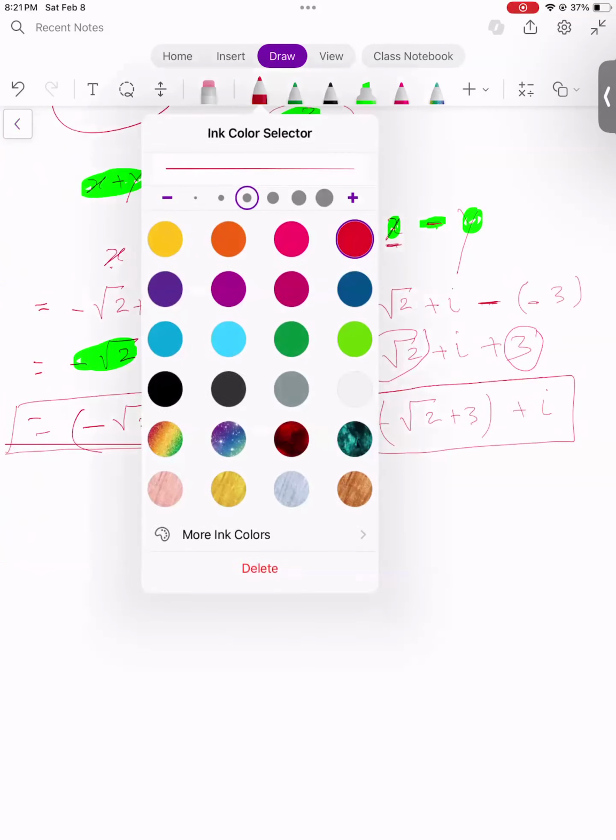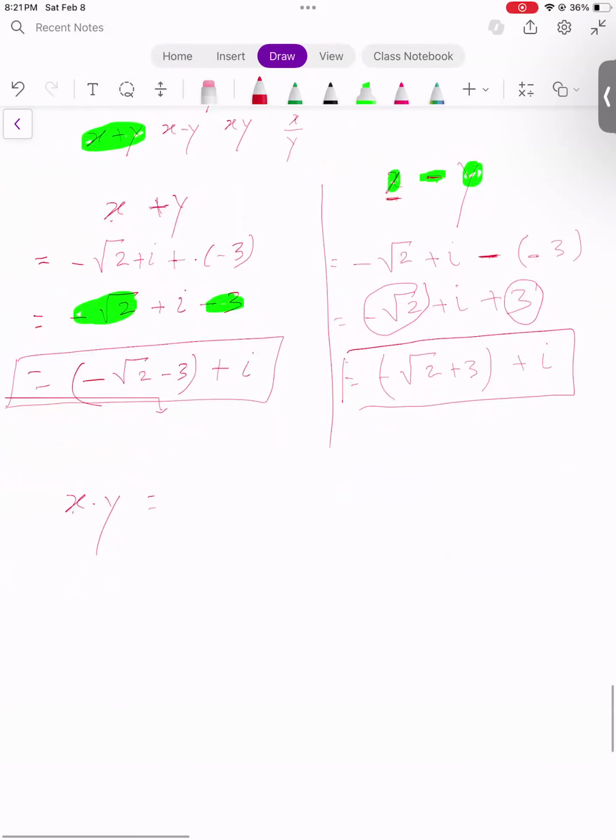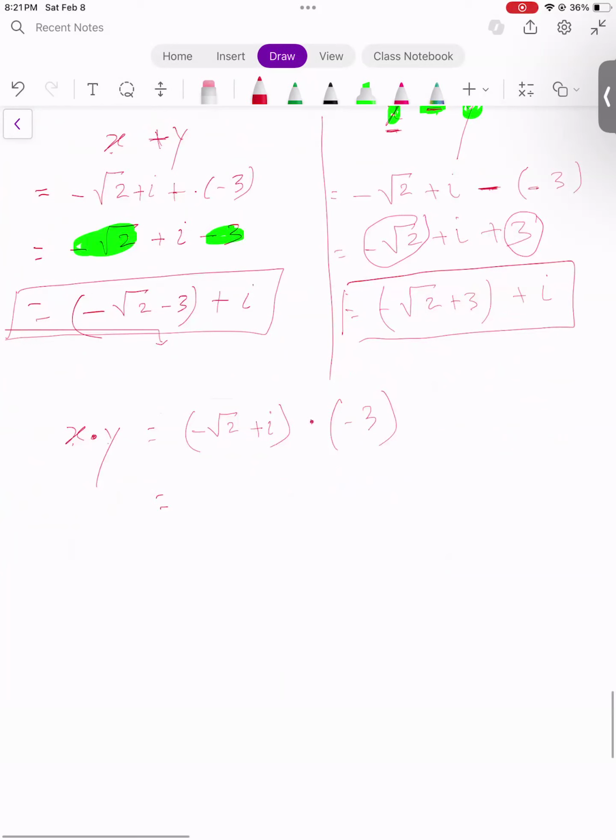Okay, now next we are asked to find x times y. You substitute your x. What is our x? Negative root 2 plus i. Now we are multiplying and we have a two-term expression here, so let me keep this inside the parentheses. Times y. Our y is negative 3, inside the parentheses.